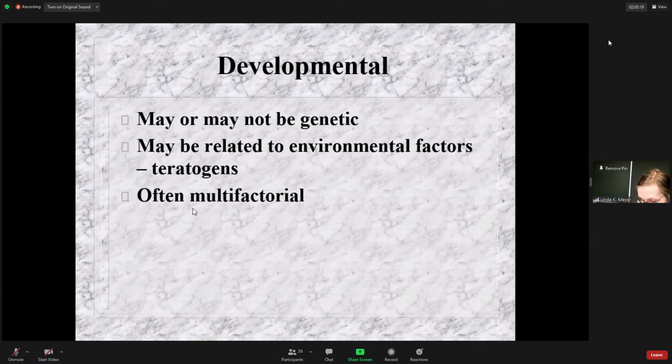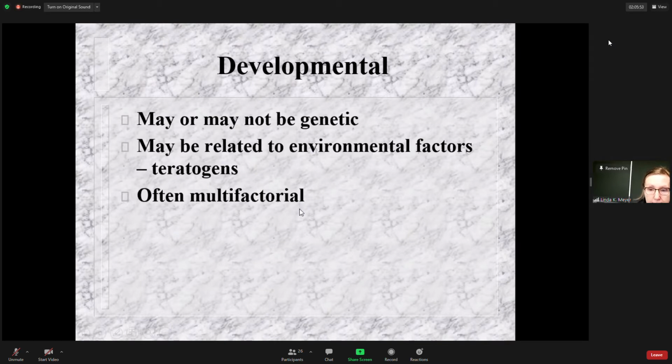Or we'll also hear that developmental anomalies are multifactorial. This is when they're kind of all bundled together, that it could be a combination of genetic and environmental factors. How much is genetic? How much is the environmental push involved? It isn't always clear cut. It seems that most cleft lips and cleft palates fall under this multifactorial.